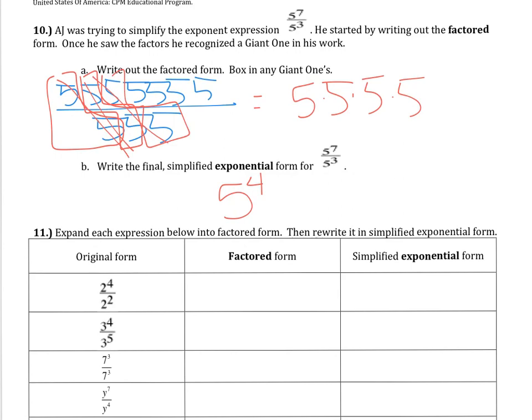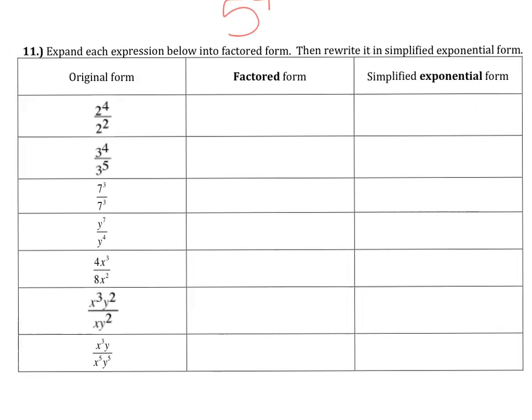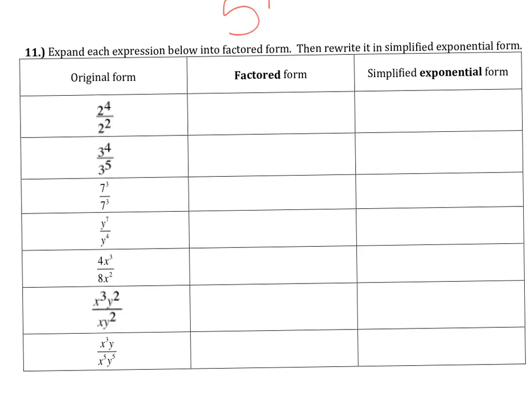So we're going to take a look at number 11, which has a chart, and we're going to factor it out and then write the simplified exponential form. In the first one, we have 2 to the 4th over 2 squared. So that's 2 times 2 times 2 times 2 over 2 times 2. So if we simplify, make the giant 1, we're going to be left with 2 squared left over.